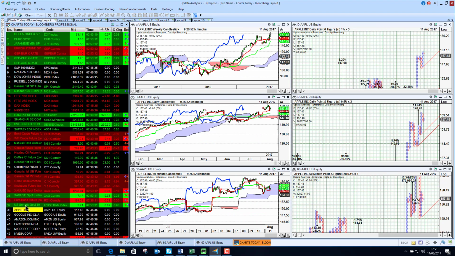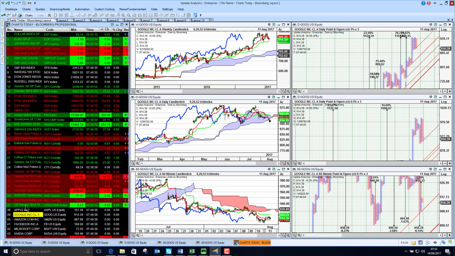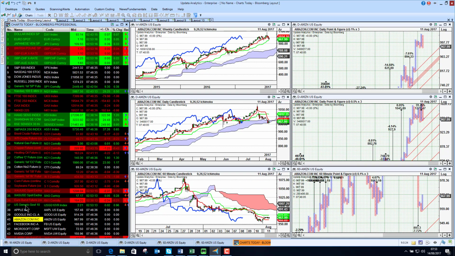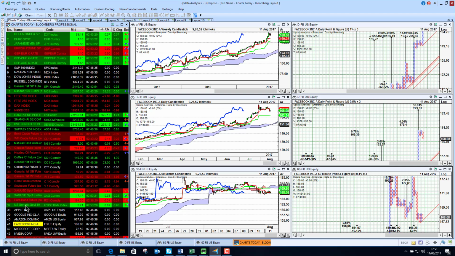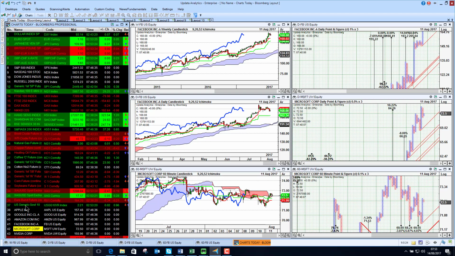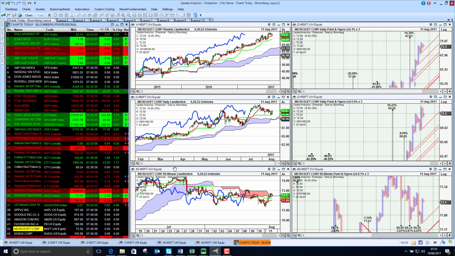Apple looking still bullish above the cloud. Google still bearish below the cloud, as is Amazon. Facebook just turning a little bit bearish there below the cloud, so not looking quite as bearish as Amazon and Google, but not as good as Apple. And Microsoft just getting back above the cloud, so looking a little bit better there, although we do have these downside targets now hanging over us.